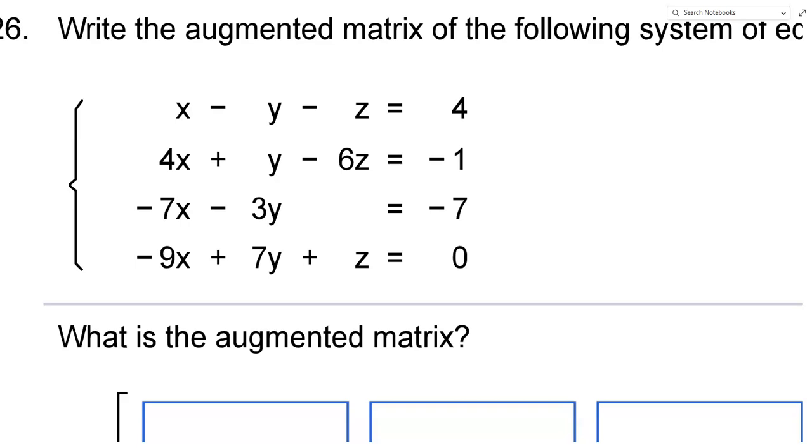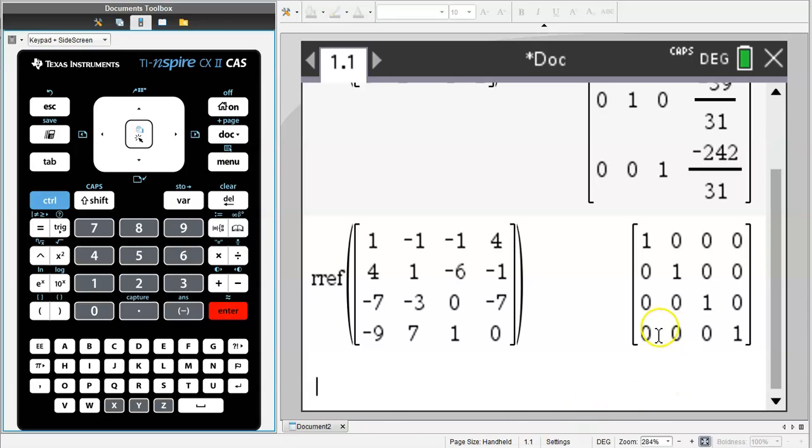Additionally, we have this final row, which seems a little bit odd to see at all. 0x, 0y, 0z equals 1. Again, a bit of a misleading solution. So I would report this as an inconsistent system, and we'll move on. We'll talk about how to address this at a later time.